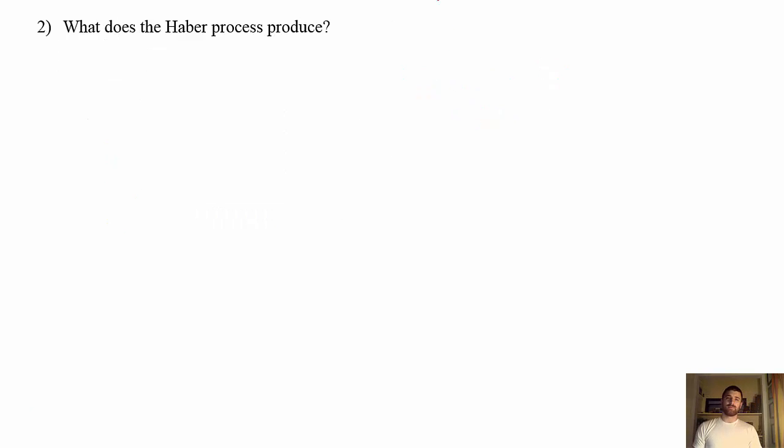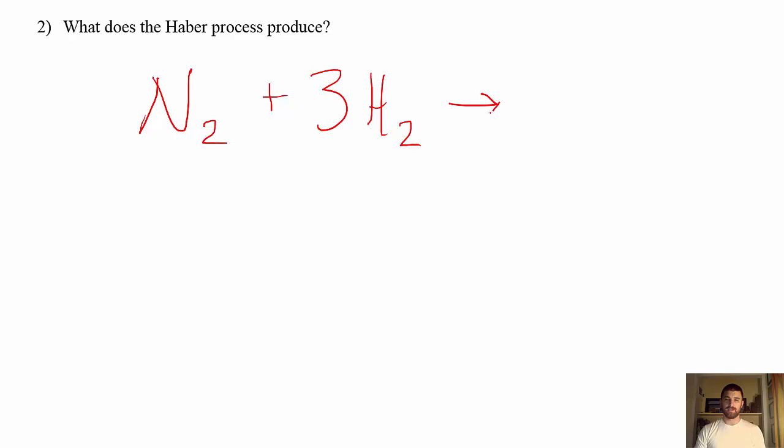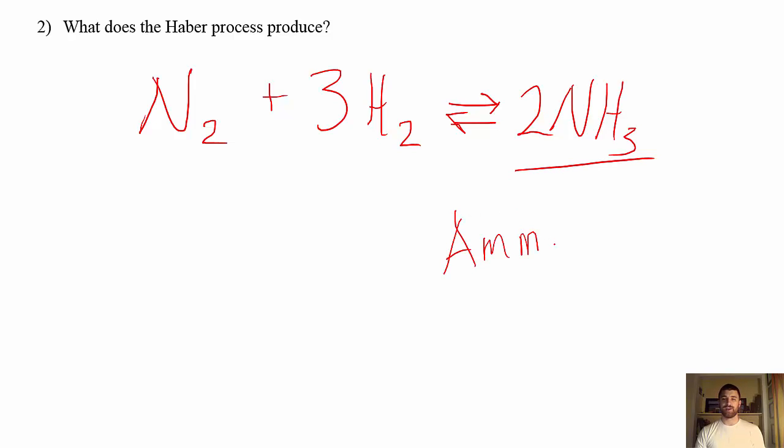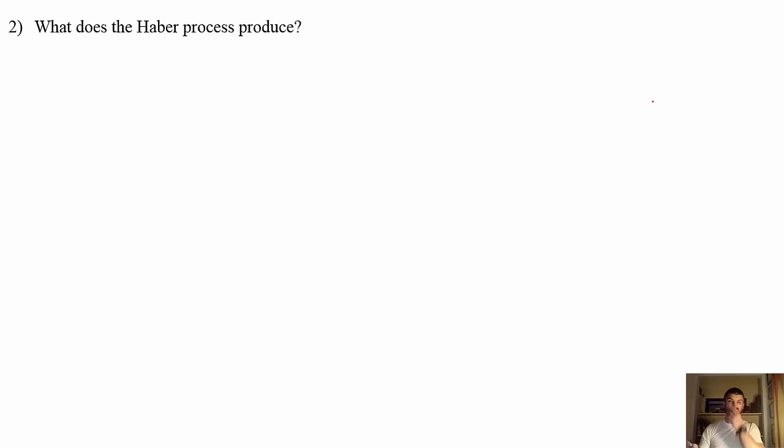All right, so what does the Haber process produce? So the Haber process is pretty important because we use it to make fertilizers and stuff for agriculture. And the process is as such. We make NH3, which is ammonia. So short answer, ammonia. Long answer, this is the equation, and it gives you ammonia.